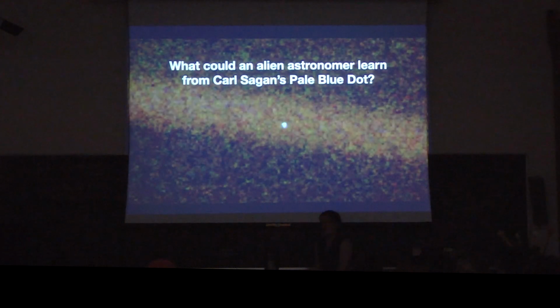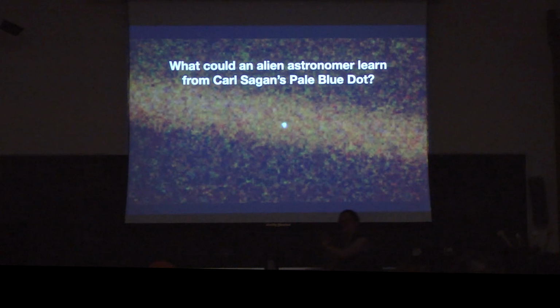There are many different ways to answer that question, and one that I like to think about is, what can an alien astronomer learn from Carl Sagan's pale blue dot? You might have seen this image. This is a very famous image from the Voyager spacecraft called the pale blue dot. Voyager is a spacecraft that we sent to the edge of our solar system and then beyond. When it was leaving our solar system, it turned around and took a picture of the Earth. This dot right here, this is the Earth, seen from the outer regions of our solar system.